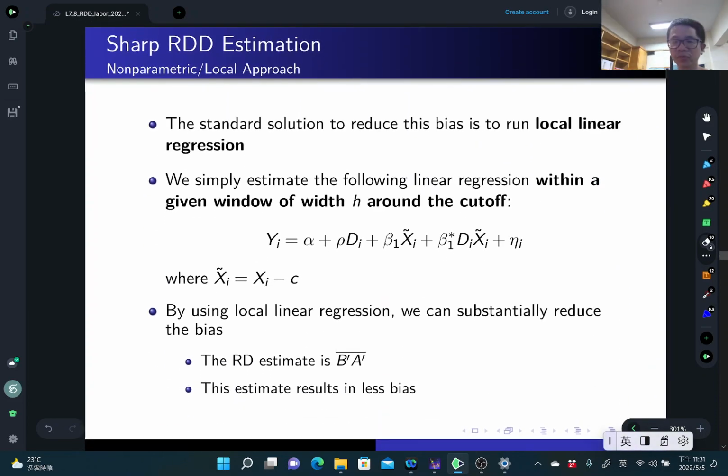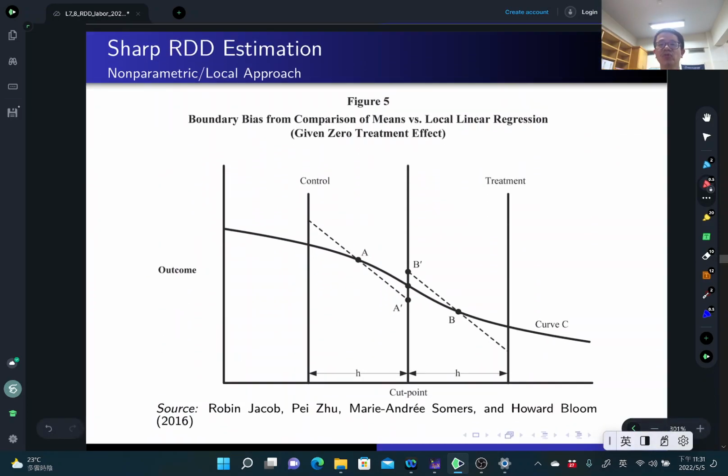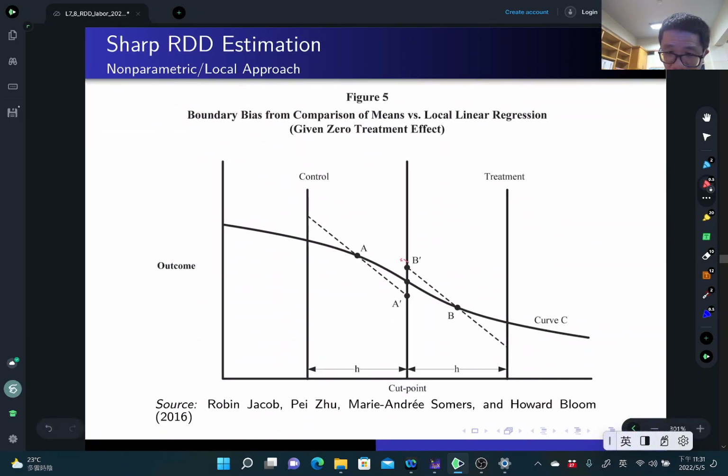But if you use the non-parametric approach, typically we use so-called local linear regression. Here, linear regression does not mean you assume the functional form between the outcome and assignment variable is linear. It's just that they do a Taylor expansion around the cutoff on each side, and we use these Taylor expansions to compare their estimates at the cutoff.